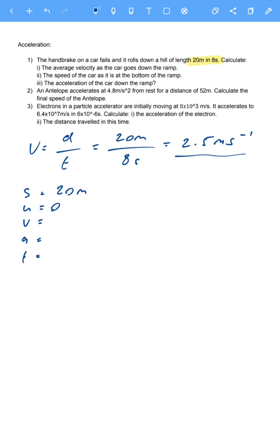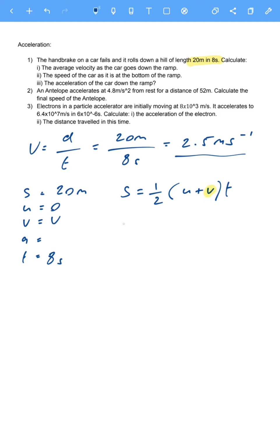The final speed is what we're looking for, V. The acceleration is unknown, and the time taken is 8 seconds. So there's an equation of motion, it's on the data sheet, so that would be S equals half U plus V times time. So we need to rearrange to find the final speed, the V.